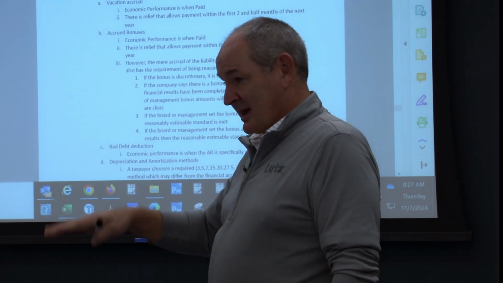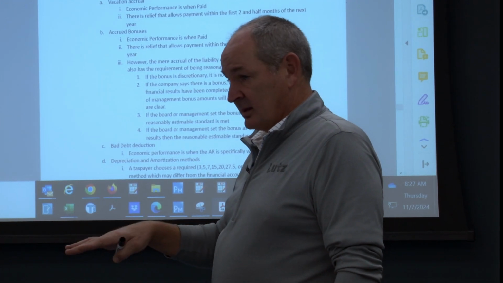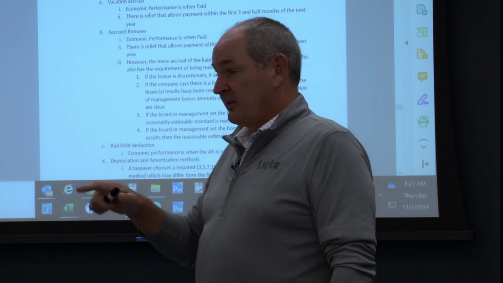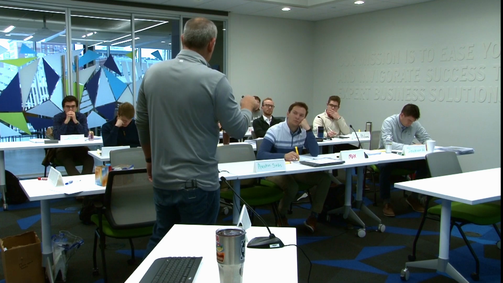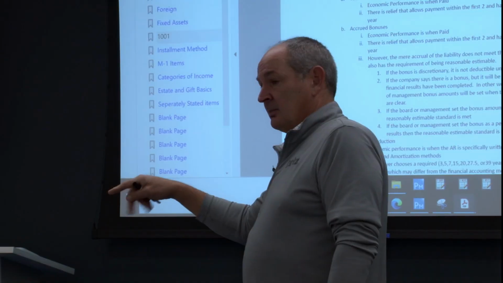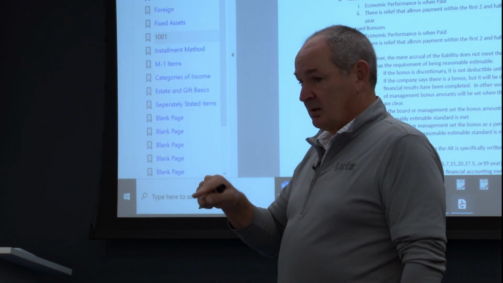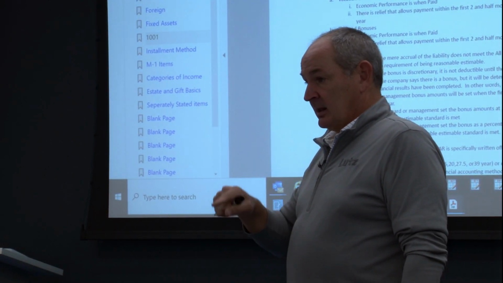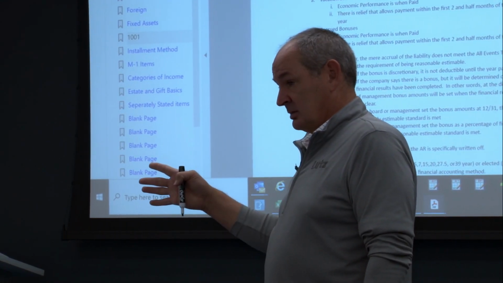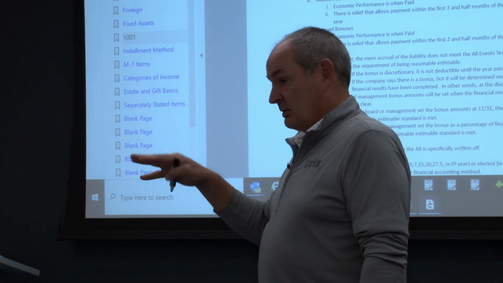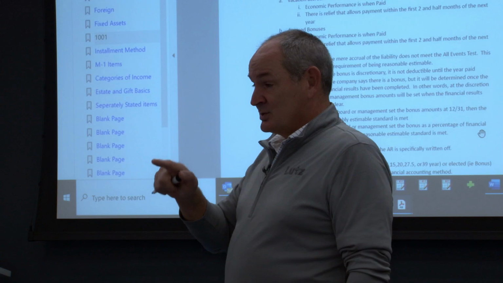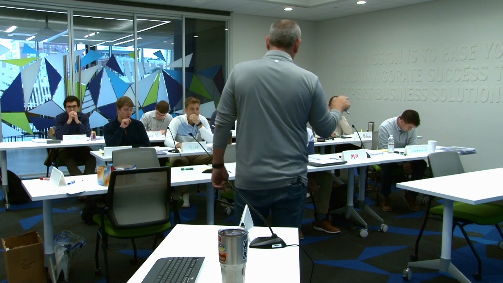So the more it's like that, the more they're going to disallow that, and economic performance in this 2.5-month rule doesn't apply. But if I say, you know what, I have a formula, and it's board approved, board agrees to what's going on, I'm going to take 10% of my GAAP net income and pay that 10% out. Okay? So now 10% of $1 million is $100,000. Now I know I have a bonus accrual of $100,000.